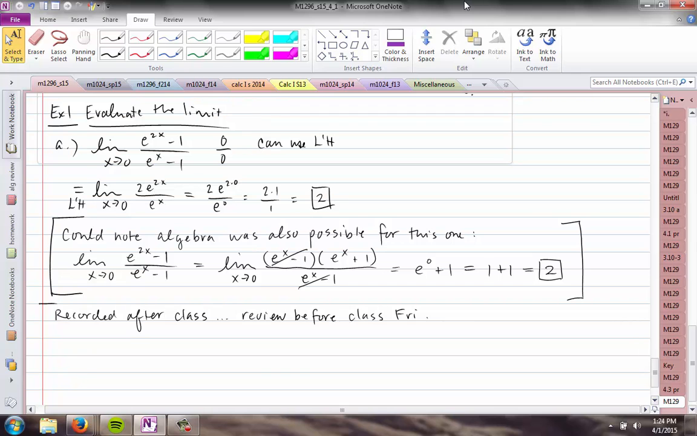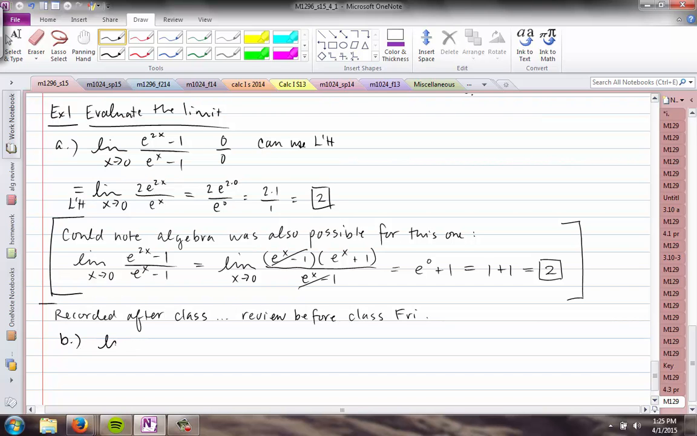I also mentioned, as we were running out of time, that in this case we could have actually done some algebra to do this one. We didn't have to use L'Hopital's rule. And so I put that in the brackets there just to show that work, that yes, we could have used algebra on this one. Now I want to continue on with another example.